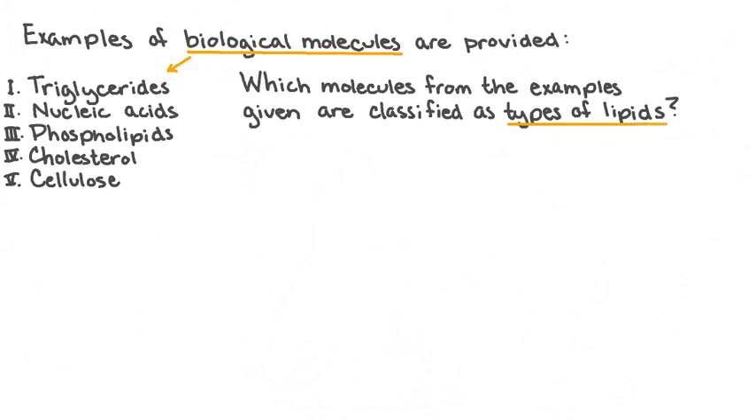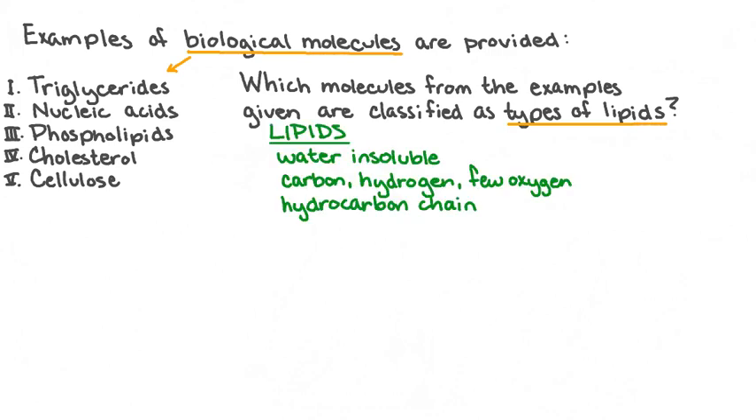So first, we'll recall some facts about lipids. And then we'll look at the structures of the molecules in the list provided. And we'll use what we know to determine which of these are lipids. Let's recall that lipids are molecules that are insoluble in water. They're generally composed of carbon atoms, hydrogen atoms, and few oxygen atoms, and they're characterized by their possession of what's known as a hydrocarbon chain.